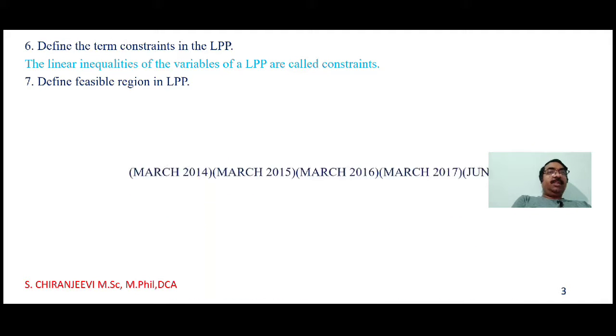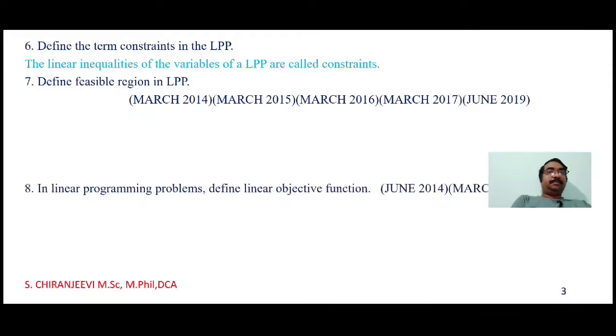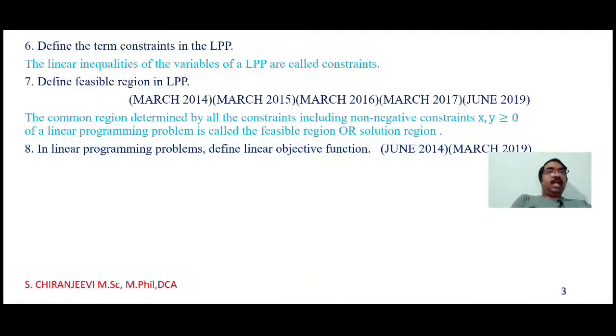Define feasible region in LPP, which was asked in the years March 2014, March 2015, March 2016, March 2017 and June 2019 for 1 mark. The common region determined by all the constraints, including the non-negative constraints x, y greater than or equal to 0, of a linear programming problem is called the feasible region or solution region. See here, the common region which can be determined by the constraints, where the non-negative constraints, x and y values, need to be always greater than or equal to 0 of an LPP, is called the feasible region or solution region.